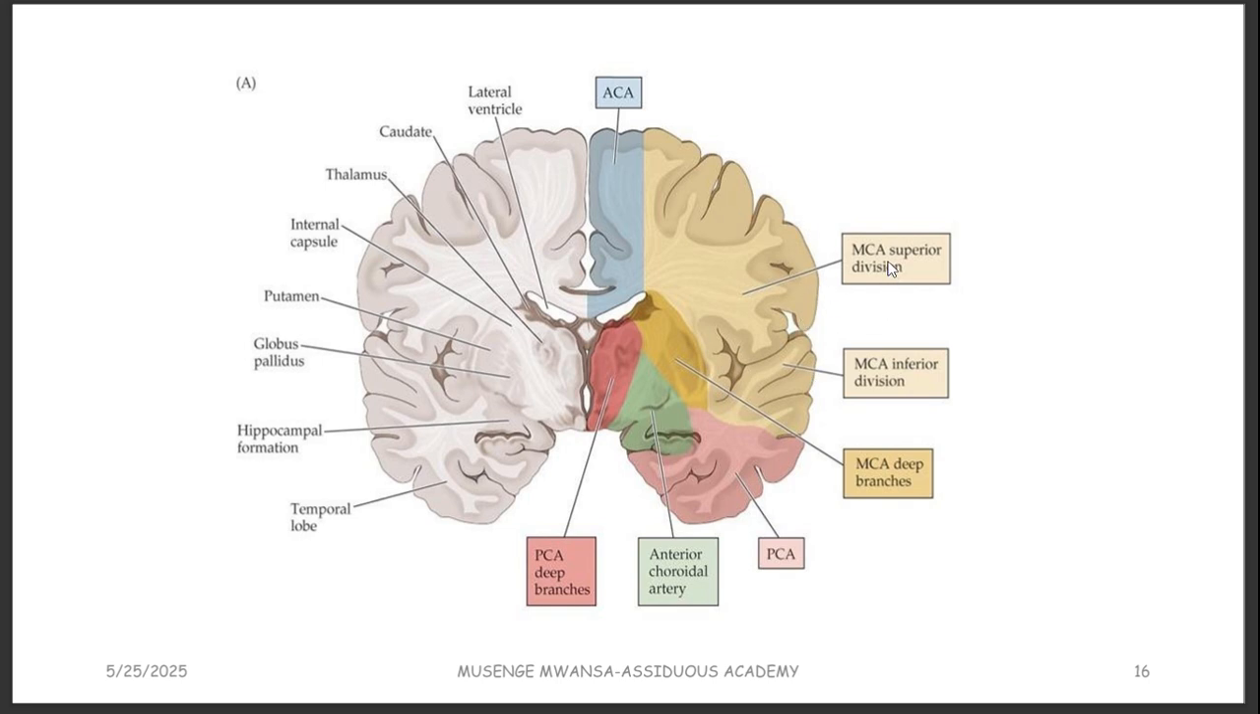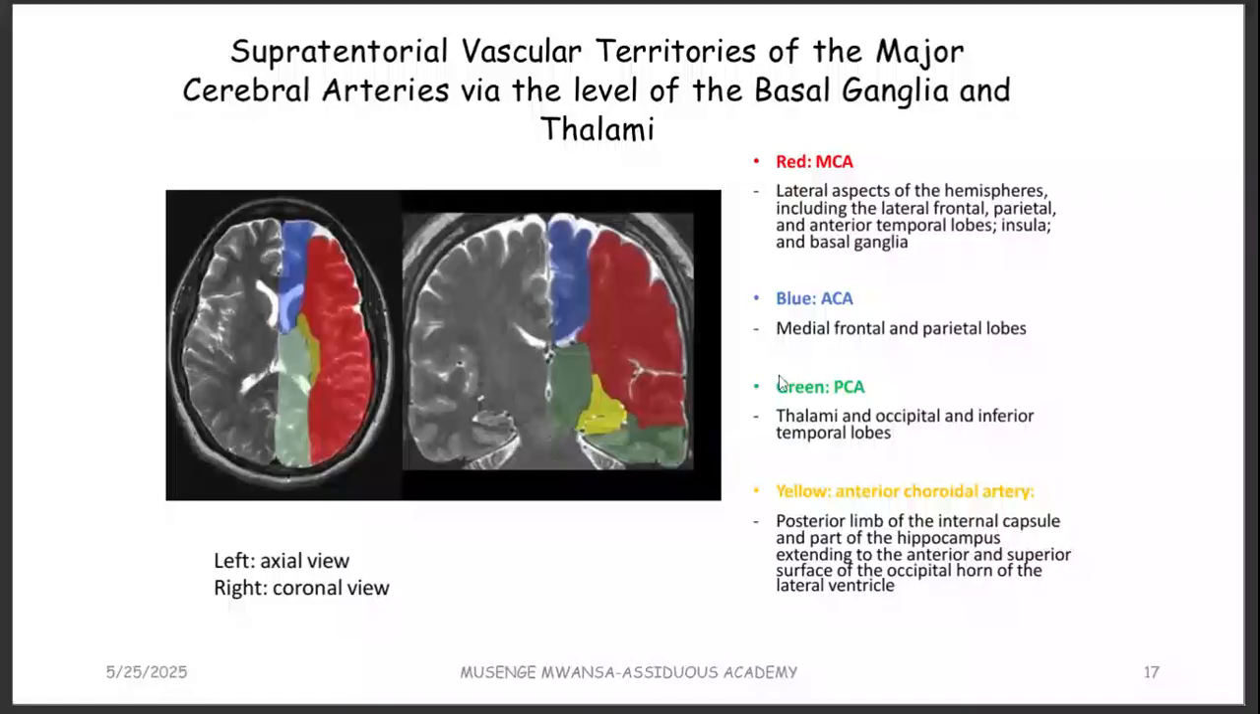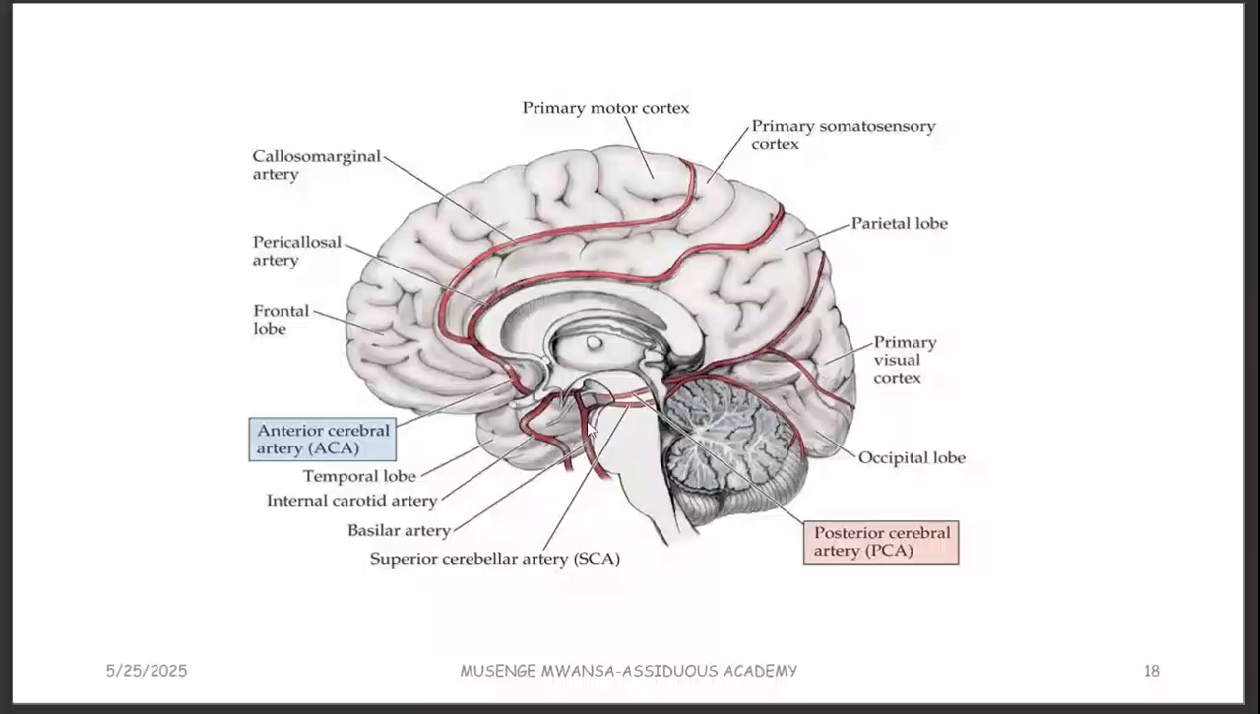And the middle cerebral artery contains the superior division and also the inferior division. Okay, you can see this is an MRI showing the different areas that are being supplied. The one in blue is the medial frontal and parietal lobes, so these have been supplied by the anterior cerebral. The one in green down here is via the posterior cerebral. The one in red is the middle cerebral. Then the area in yellow is by the anterior choroidal. You can see the anterior cerebral supplies the anterior aspect of the brain, and the posterior cerebral the posterior aspect.